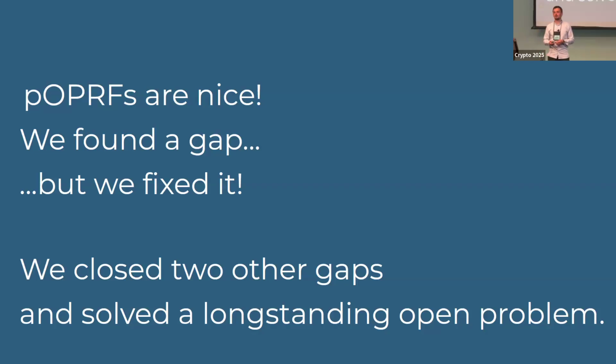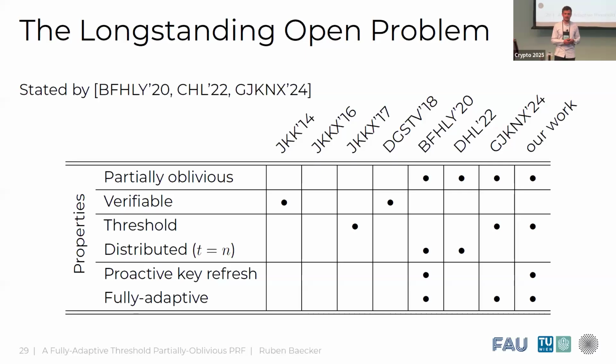And we also had two additional contributions that I unfortunately cannot cover in detail in this talk. But we also found two other gaps in the previous ideal functionalities, which we closed. And we also solved a long-standing problem, which was repeatedly stated since 2020. And that is the combination of an oblivious pseudorandom function that both supports proactive key refresh and is also fully adaptive secure.